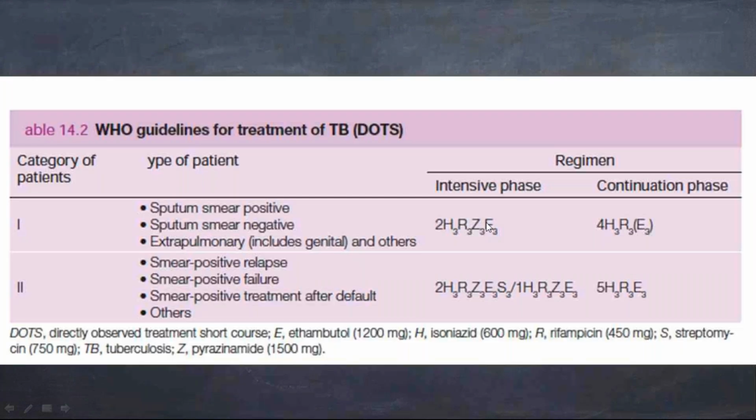So this is again the WHO guidelines for the treatment of TB, DOTS. There is category 1, category 2 patients. Category 1 includes extrapulmonary, and genital comes under this category. So this is our concern. We start the intensive phase for 2 months with isoniazid, rifampicin, pyrazinamide, and ethambutol. And then a 4-month continuation phase, again isoniazid, rifampicin, and ethambutol. So total 2 months of HRZE and total 4 months of HRE.